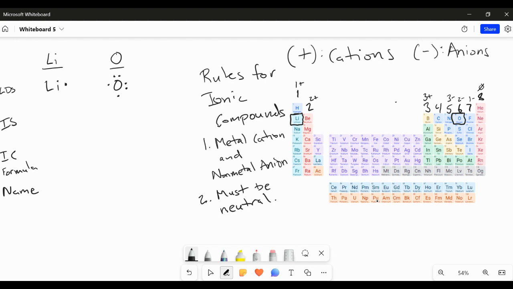So it should end up looking something like this. 2 sides have a pair of electrons, 2 sides have single electrons. Now, what makes this one different from the last one is that lithium right here can only donate 1 electron. But oxygen still needs another one. Okay, there's something missing right here. So how do we solve this problem? We just add another lithium.